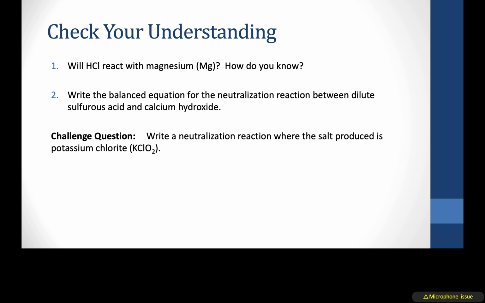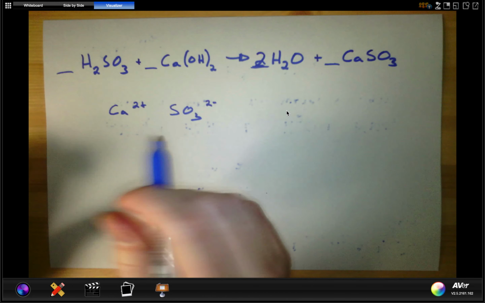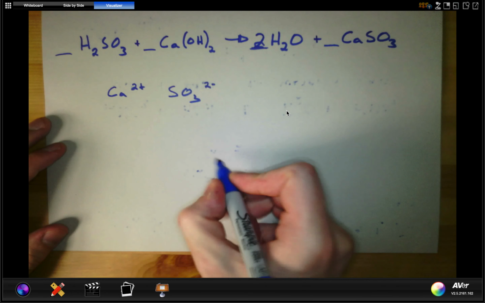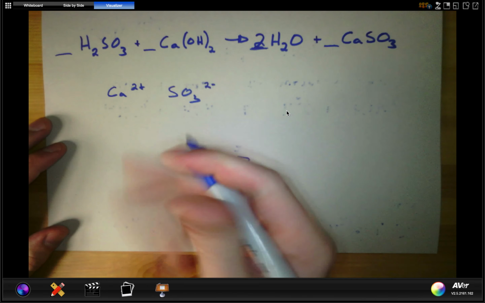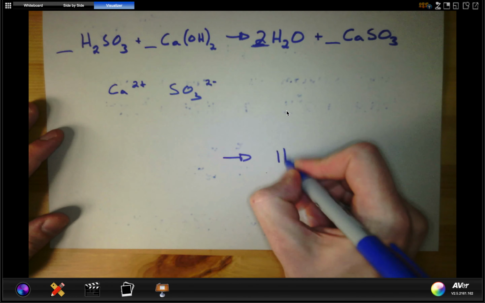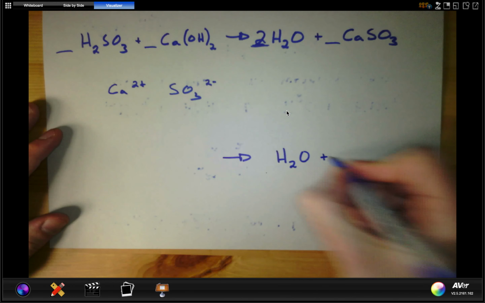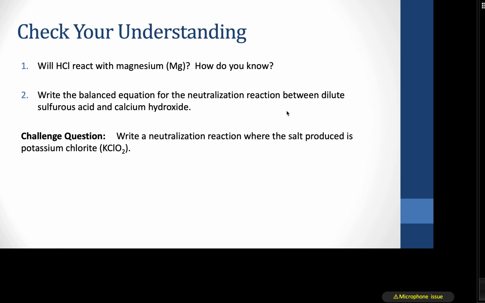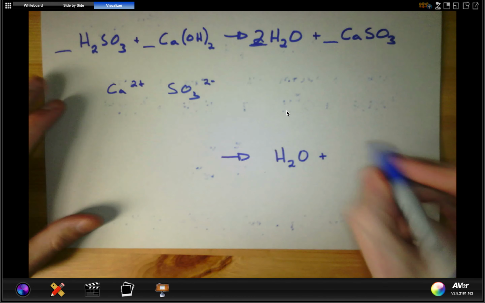Okay, so let's look at this challenge question. Write a neutralization reaction where the salt produced is potassium chlorite, KClO2. All right, so it's a neutralization reaction, but I don't know what I'm starting with this time. Again, pause and try it yourself if you'd like. But I know it's a neutralization reaction, so I know I'm going to get water. And it told me what the salt is, KClO2.